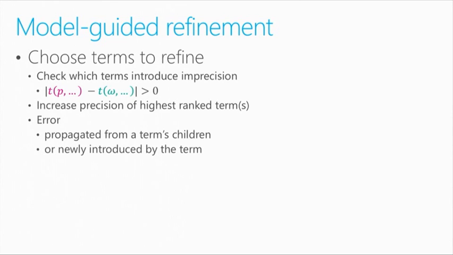We compute the difference of that with the precise term where precision is omega. And then we just increase the precision of the highest ranked single term or multiple terms. And the actual error bounds are propagated from variables upwards through the expressions. So from children to parents, the error is computed for larger and larger expressions.